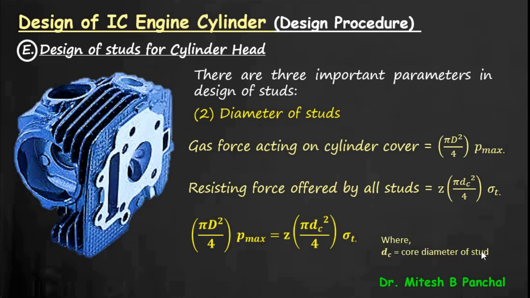Once the core diameter of the stud is estimated, we can estimate the nominal diameter of the stud. The nominal diameter is given by this relationship: d equal to dc divided by 0.8. This is the relationship you have to remember, where dc is the core diameter of the stud, while the small d is the nominal diameter of the stud.